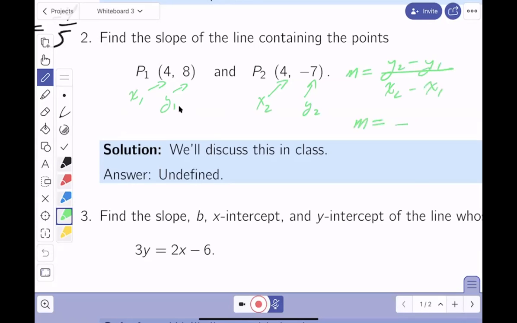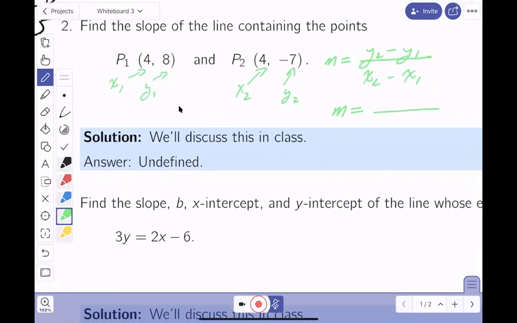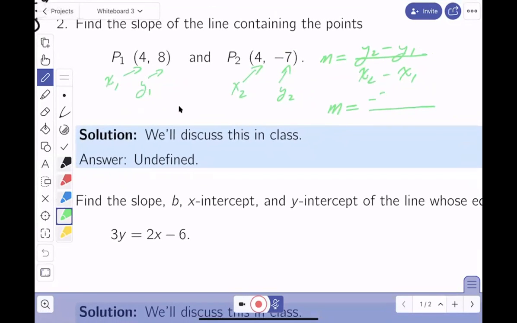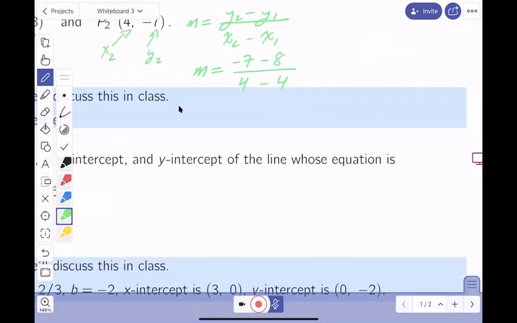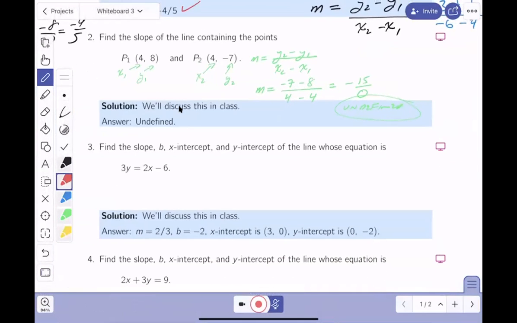M is, what's y2? Minus 7. I'll be very careful. I make mistakes sometimes. Minus 8. What goes on bottom? 4 minus 4. All right, let's keep going. What do you get over here? Minus 15 over 0. The slope is undefined. Let's look at our key, see how we did. Wow, we got it. All right, undefined.